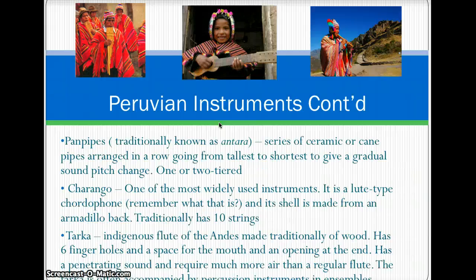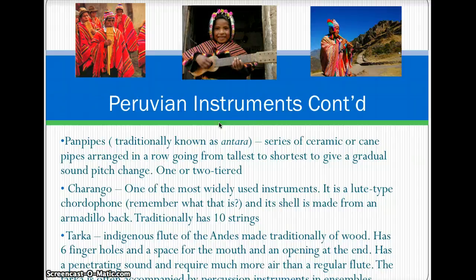Panpipes, traditionally known as antara, are a series of ceramic or cane pipes arranged in a row going from tallest to shortest to give a gradual sound pitch change, one or two tiered. The charango is one of the most widely used instruments. It is a lute-type chordophone. Remember what that is? So it has a long neck, and its shell is made from an armadillo back. It traditionally has 10 strings.